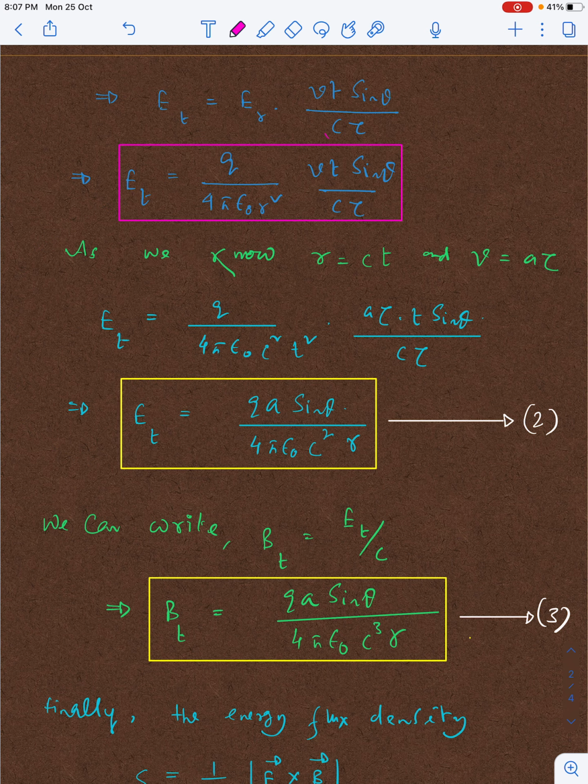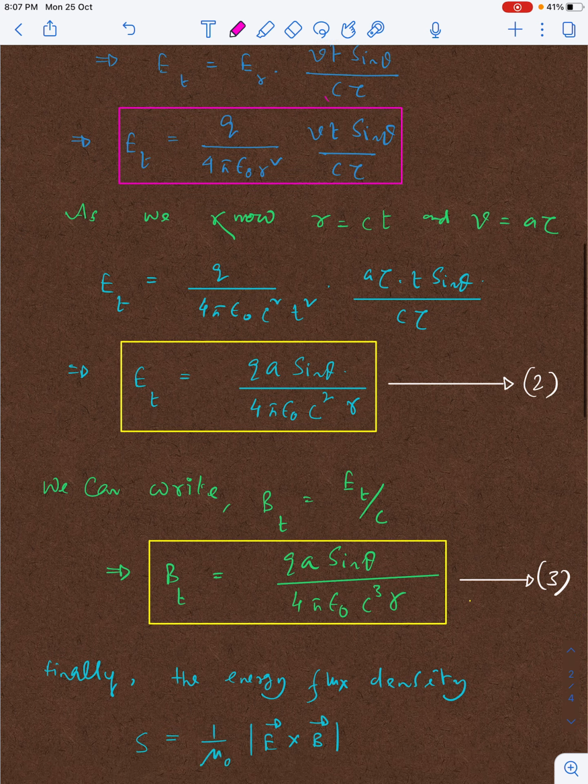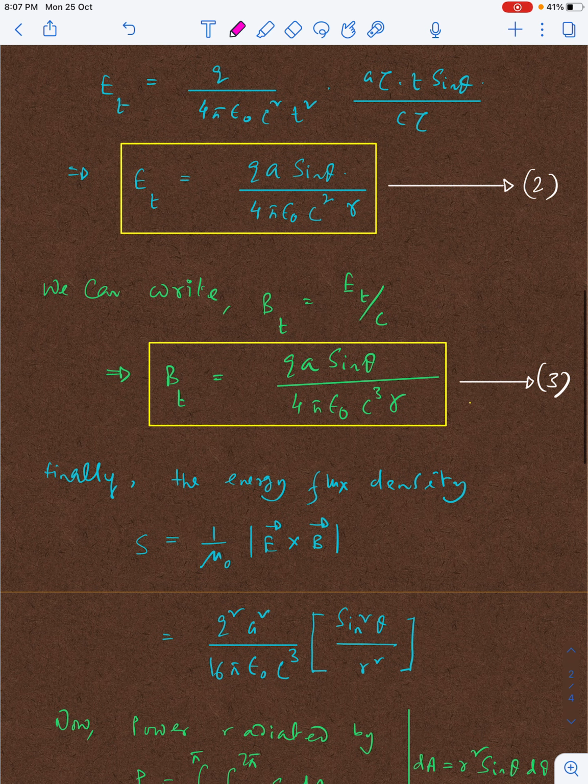into R. Now once we get this tangential electric field, I can get the tangential magnetic field because they are related as Bt is equal to Et by C. So Bt becomes qa sine theta by 4 pi epsilon naught c cube into r.